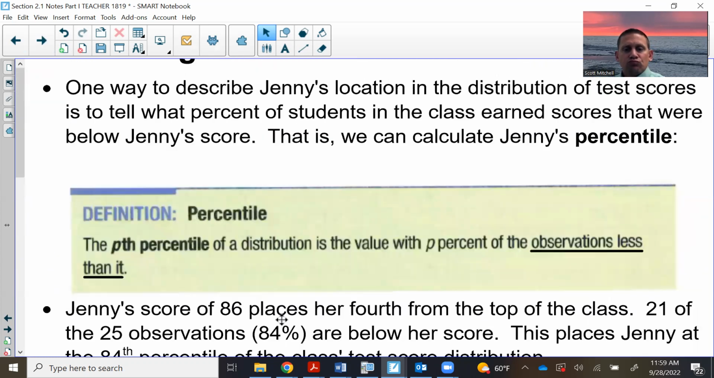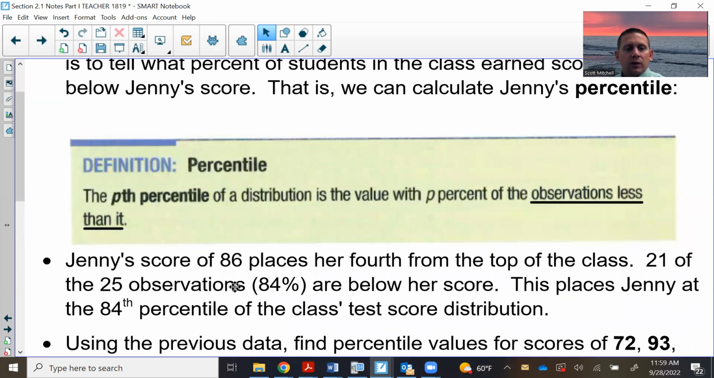Sorry about that. We would take 21 divided by 25 and we get 0.84, and then move the decimal point twice. That's 84%. So she's in the 84th percentile. All right. And we could do that for other numbers as well.